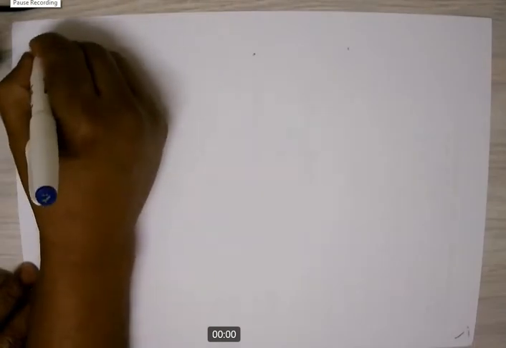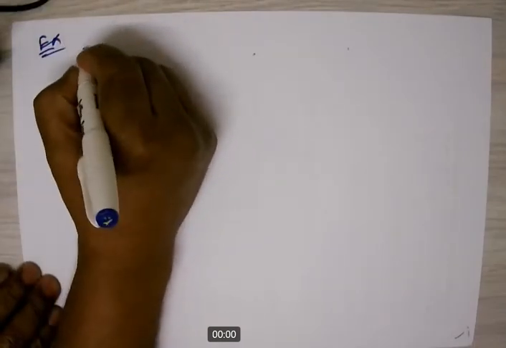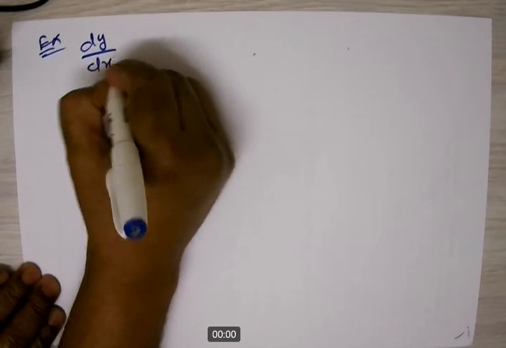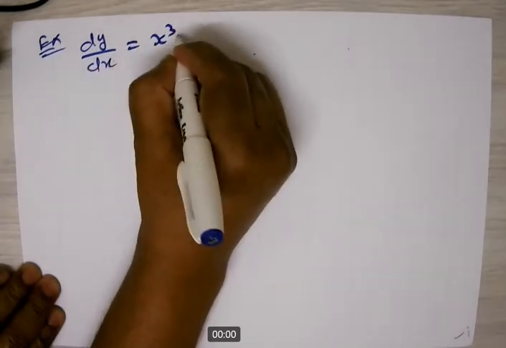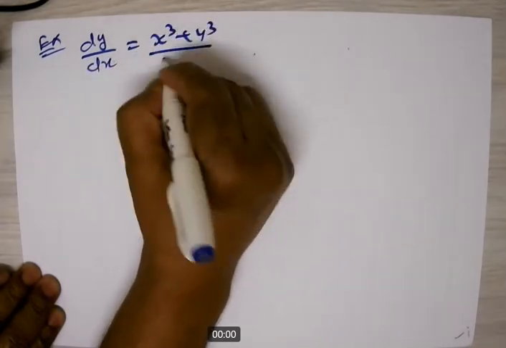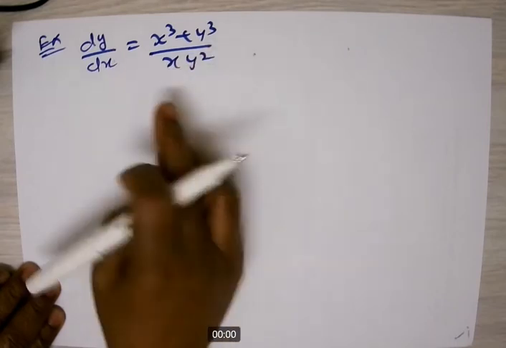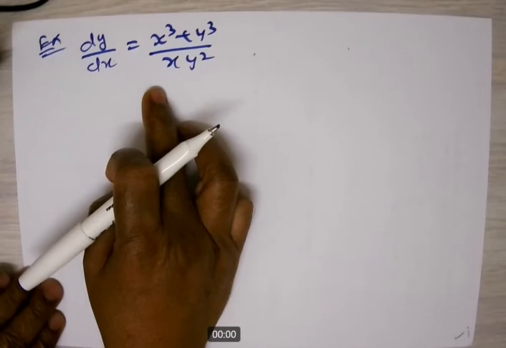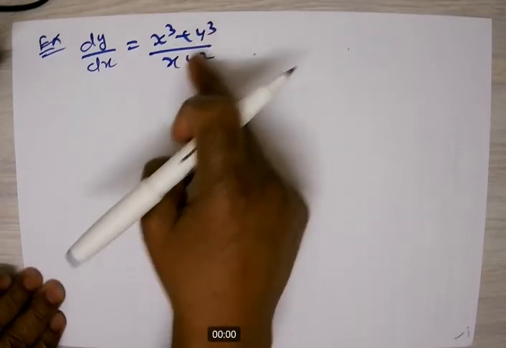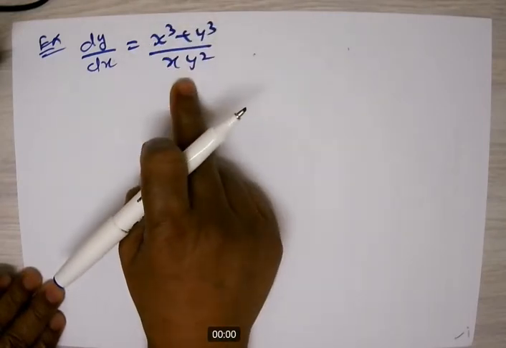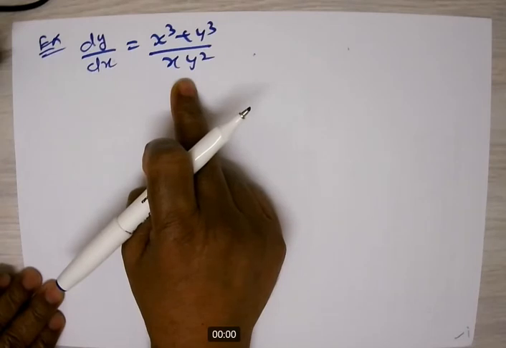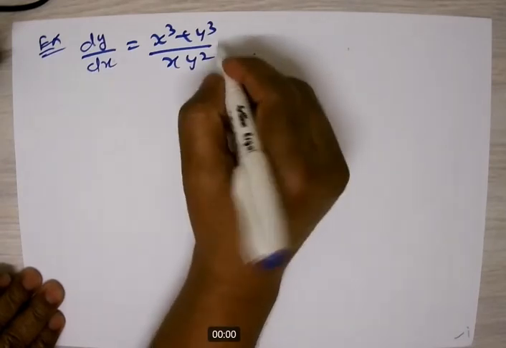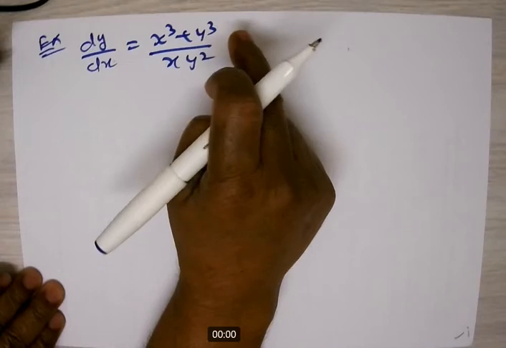Next question, example number 2: dy/dx equal to x cubed plus y cubed divided by x squared y squared. Show that the given differential equation is not exact and hence solve it. It means that even though we can solve it by the homogeneous method because this is homogeneous, I am giving the condition: show that the given differential equation is not exact and hence solve it.